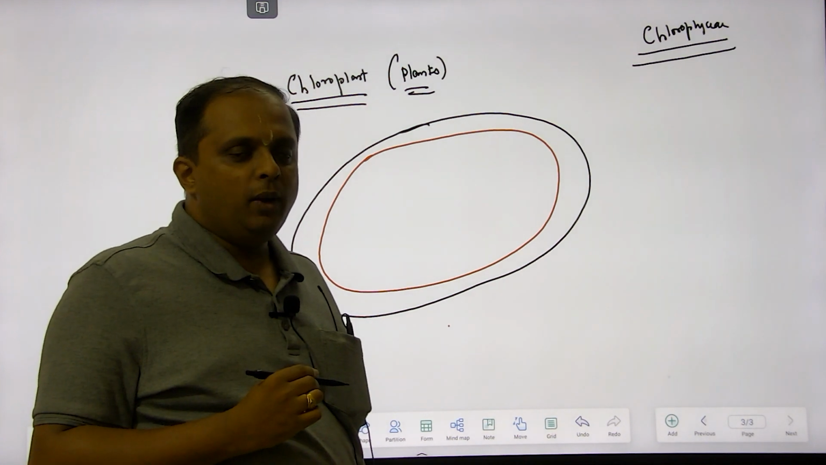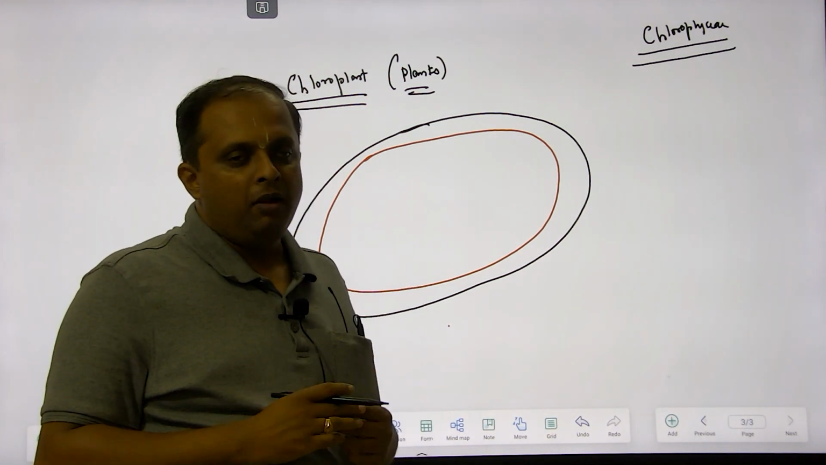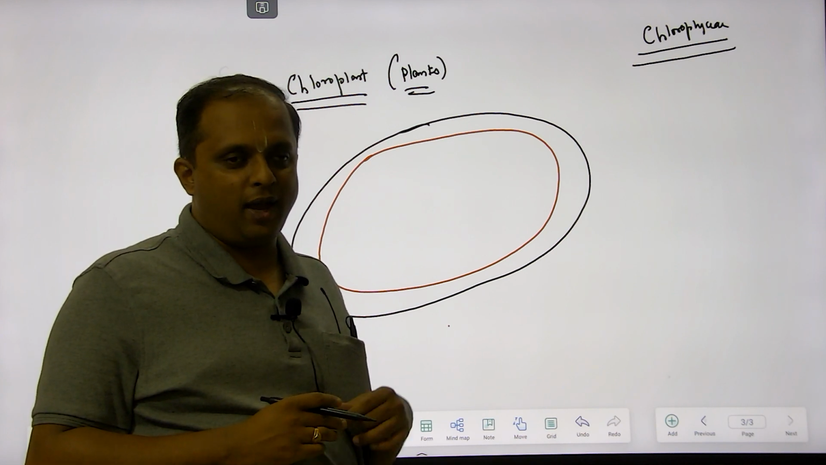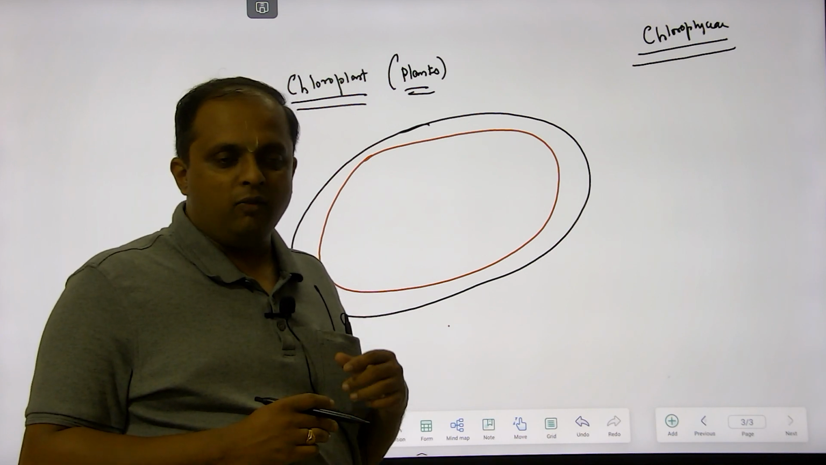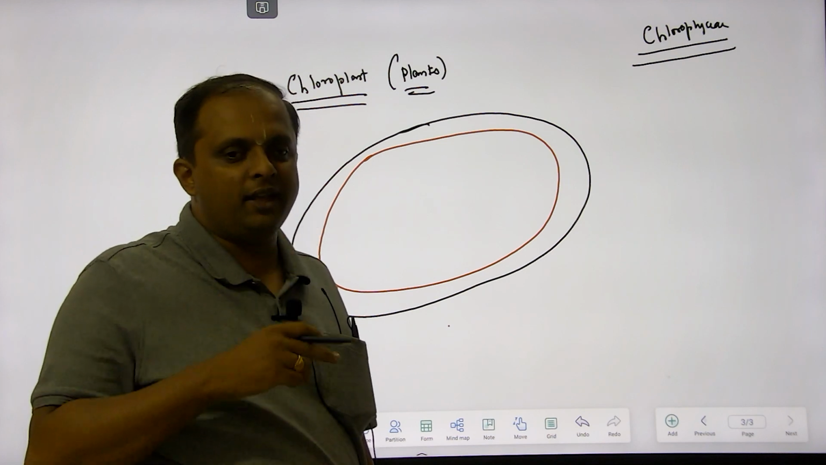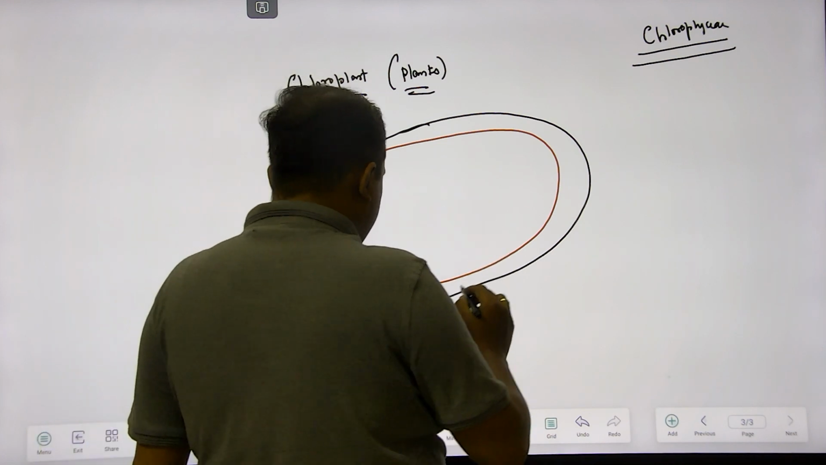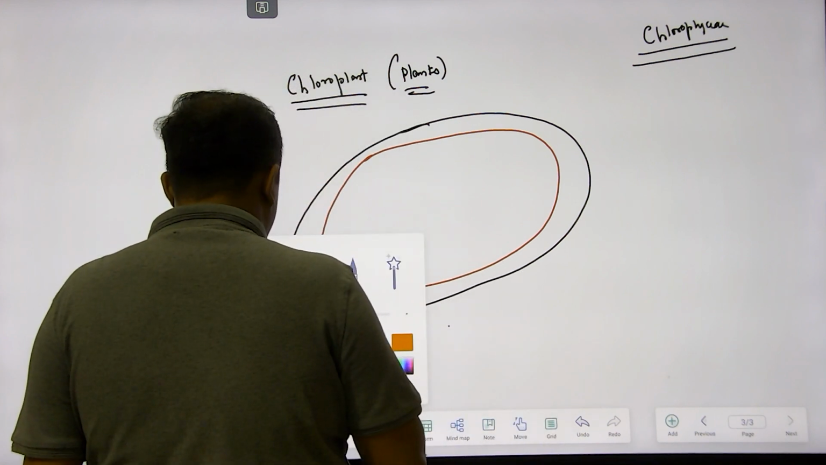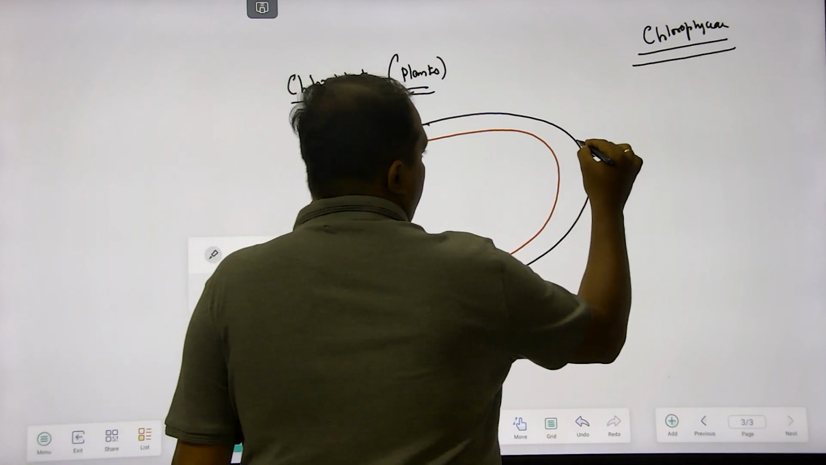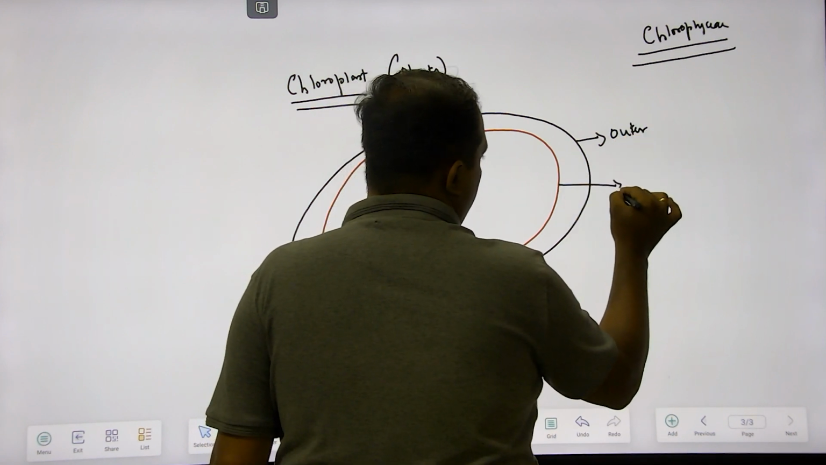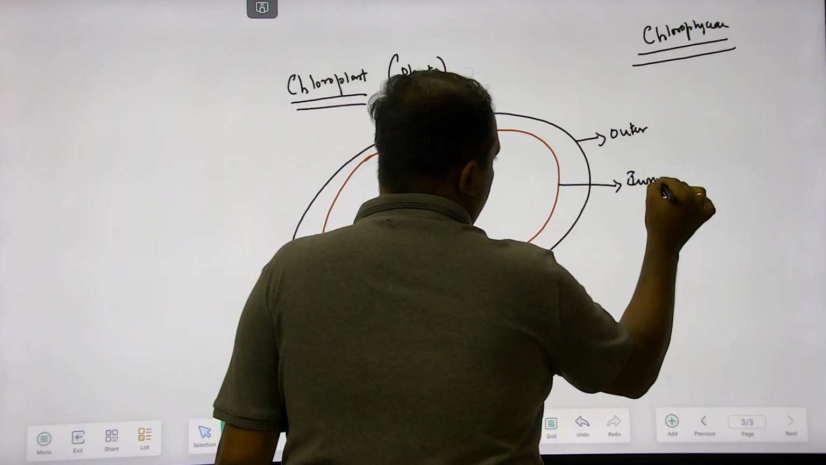If anyone knows the specific name for the inner membrane of mitochondria, if you can recollect, you can mention it in the comment. And what is the speciality of the inner membrane of the mitochondria? But here, it is simply called the outer membrane and inner membrane. So this is going to be the outer membrane and this is going to be the inner membrane.